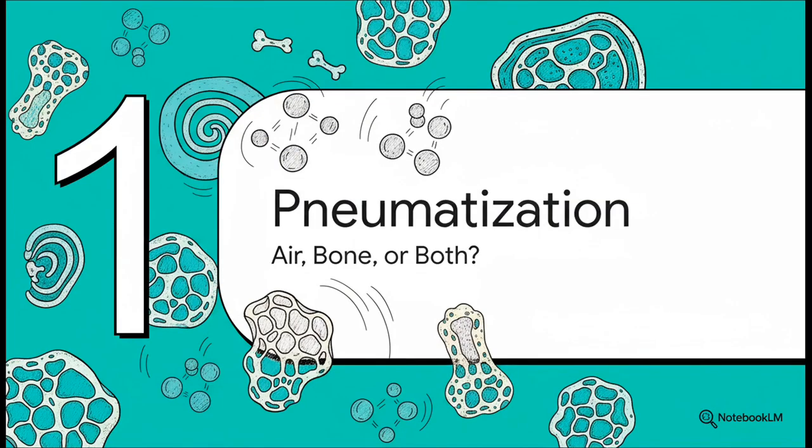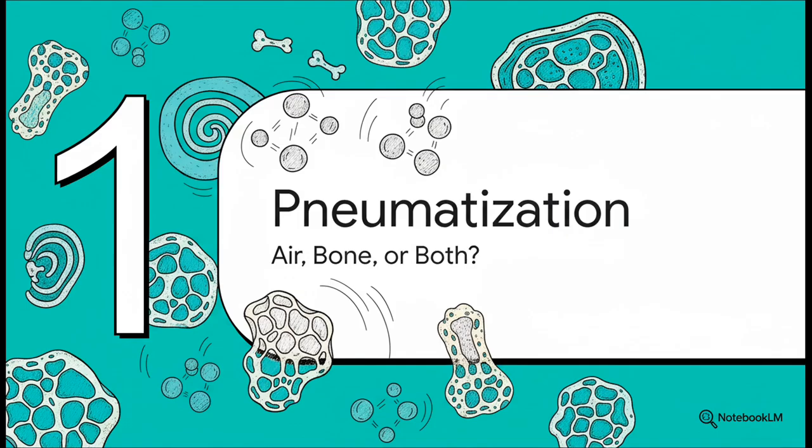So how in the world does this spongy, air-filled bone even get there? Well, the process is called pneumatization, and it all starts from the middle ear space itself. You can think of the mastoid as a kind of air reservoir, an extension built to help buffer any pressure changes. But here's what's really fascinating.